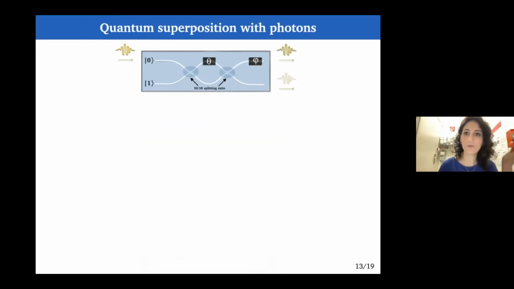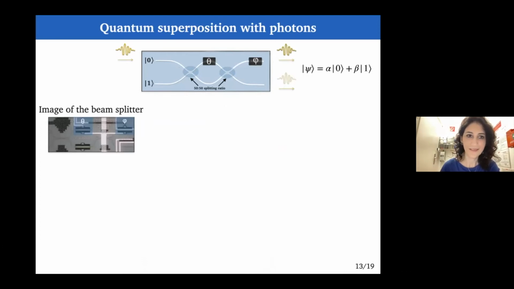But in general, if you set this theta to some arbitrary value, then what you can achieve is a certain quantum superposition of your photon being in the upper mode or in the bottom mode. This is how you implement a qubit using path encoding. And you can see here an image of one beam splitter. These lines here correspond to these white lines, so they are the waveguides, and here you can see the shape of the Mach-Zehnder, and here you have the tunable phases.